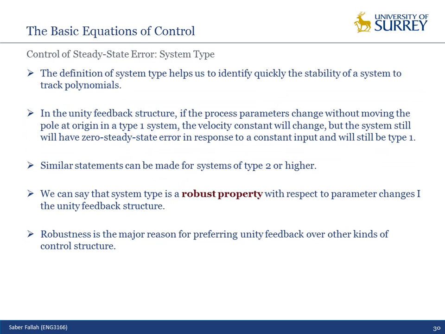So here is just a summary of what I said. You can quickly identify the stability of your system or steady state error. What we talked about so far is for unity feedback. I will talk about the case when the closed loop system is not unity. And we talk about the robustness of the system using the type number.